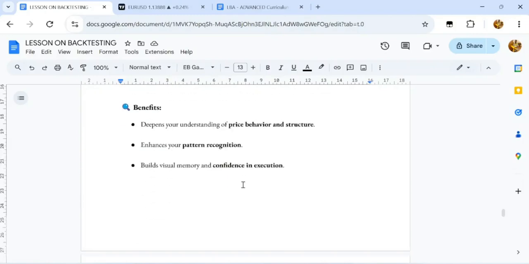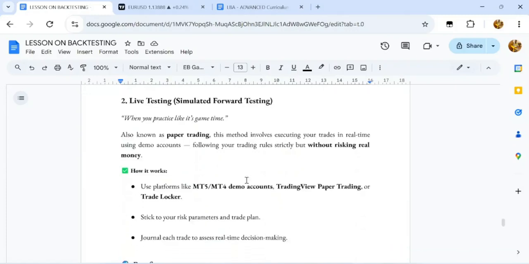The next one is what we call live testing. Stay with me now. What is live testing? It's a simulated forward testing. When you practice, it is game time. Live testing is game time, but it's not like you are just playing a game. You are intentional in the game you are playing because you really want to abide by the rules of the game. It's also known as paper trading.